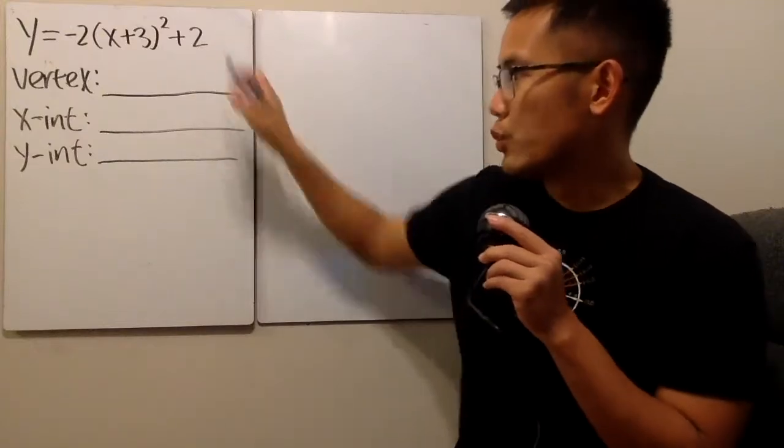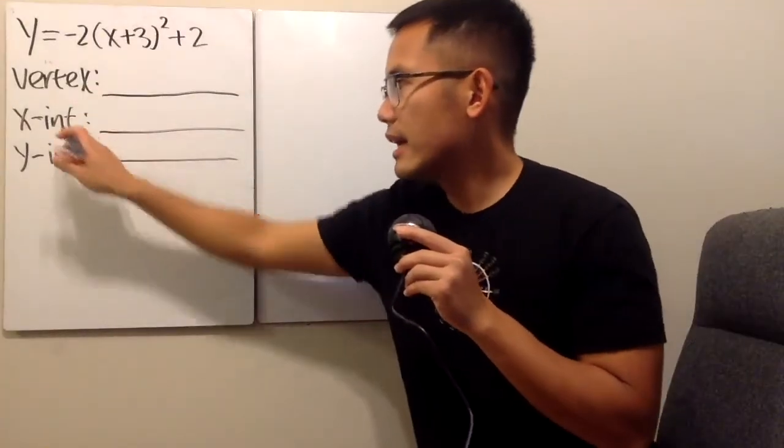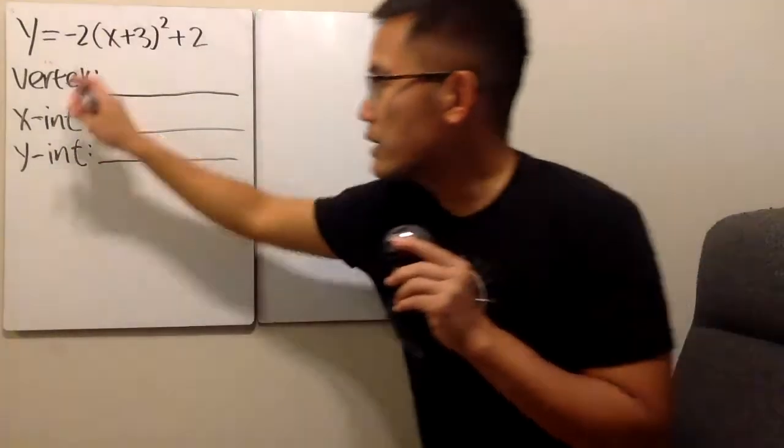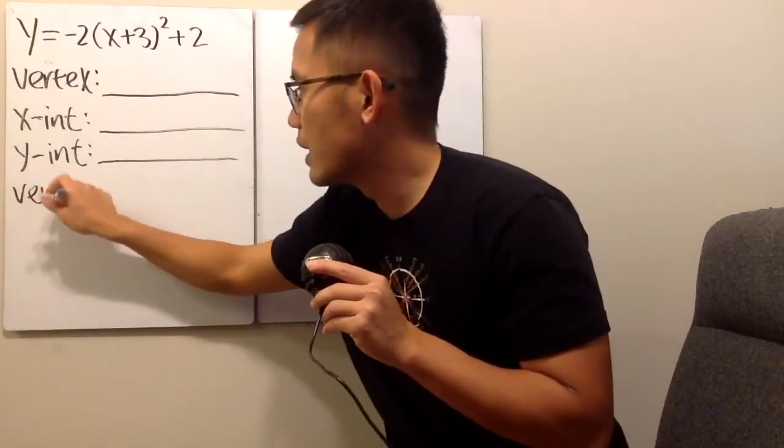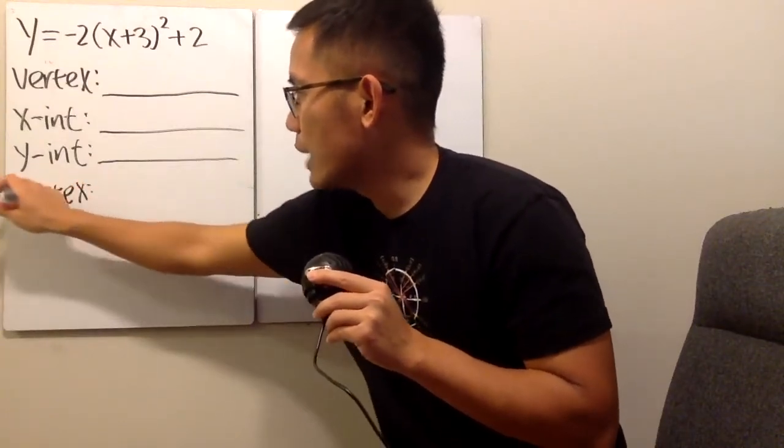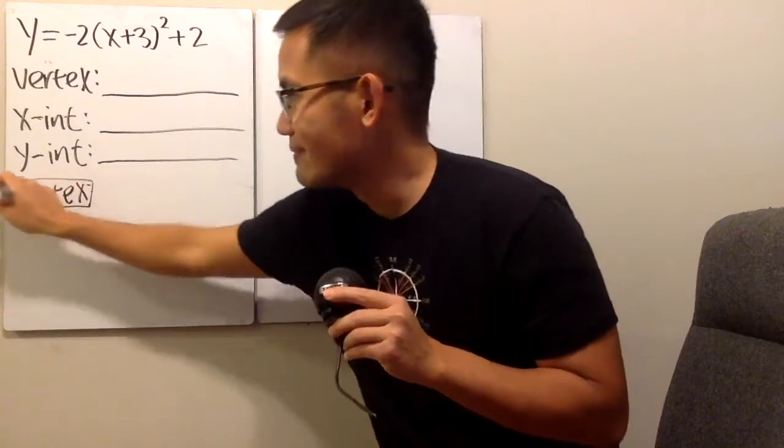Okay, we are given this equation and we'll be finding the vertex, x-intercept, and also the y-intercept. So of course, let's start with the vertex first. Well, actually, I will do it the quick way for you guys first.